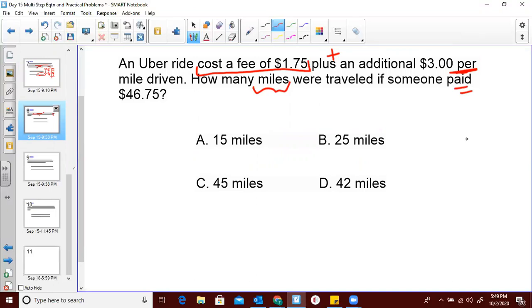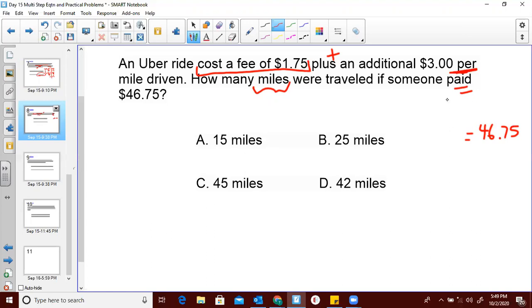$46.75. So I know that I'm going to put my equal sign down first. I'm going to put my $46.75 to the right of that. That's where I end at. That's my answer. Or it's not my answer, but let's x. I'm looking for x, but this is the answer to the equation.